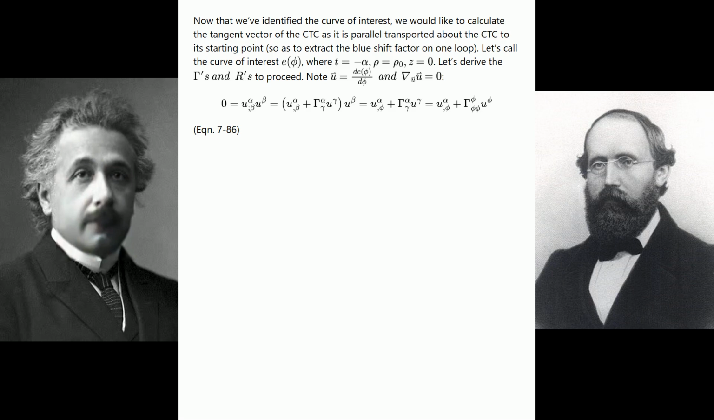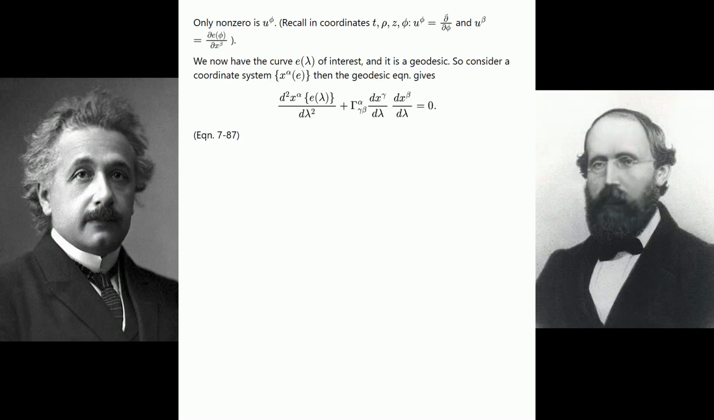Now that we've identified the curve of interest, we would like to calculate the tangent vector of the CTC as it is parallel transported about the CTC to its starting point, so as to extract the blue shift factor on one loop. Let's call the curve of interest e of phi, where t equals negative alpha, rho equals rho sub 0, z equals 0. Let's derive the normal gamma primes and r primes to proceed. Note u equals de of phi over d phi, and nabla sub u equals 0. Equation 7-86. Only non-zero is u to the phi power.